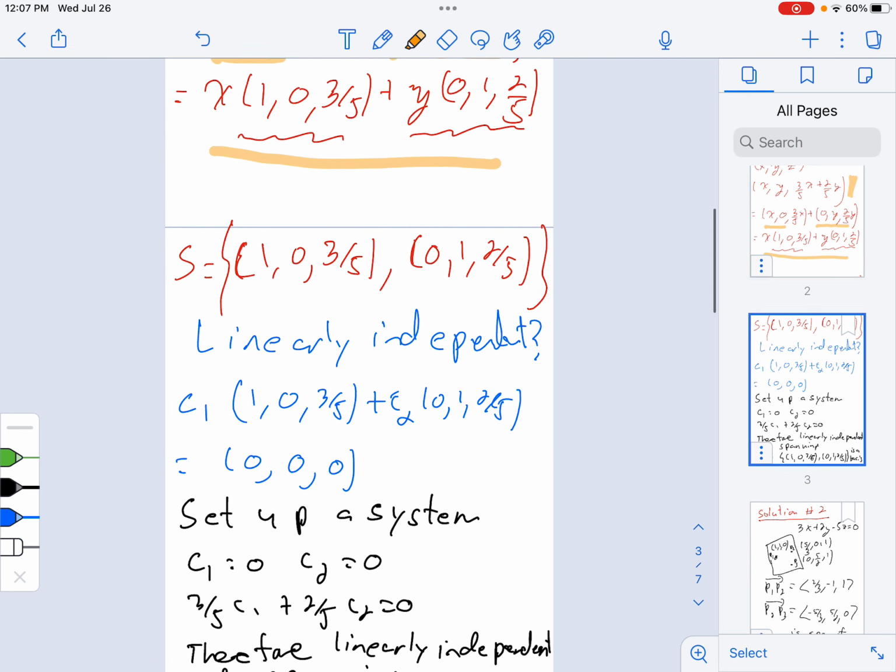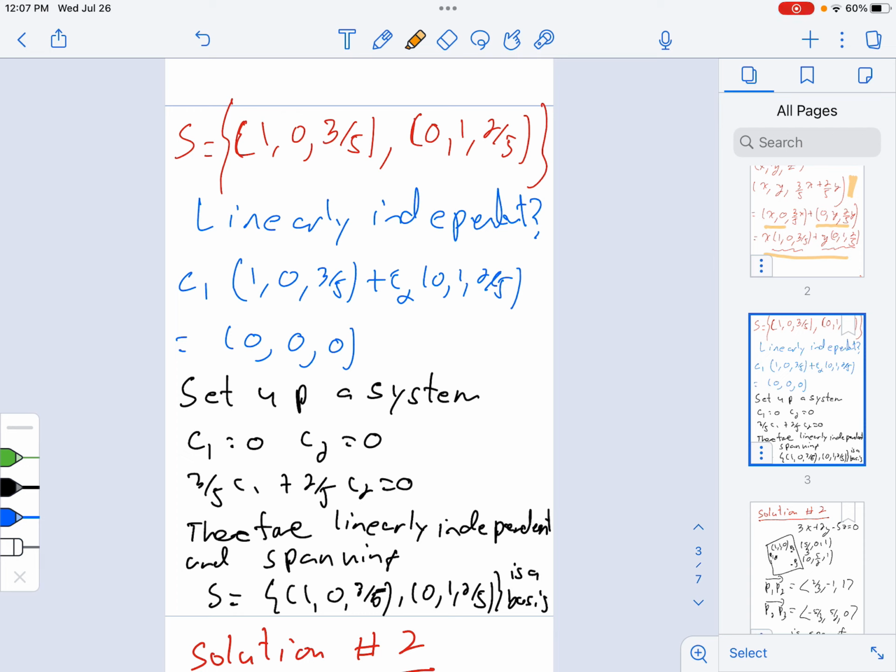However, you have to show also that the set is linearly independent. And how do I do that? Well, one way is to form a linear combination of those two vectors and set it equal to the 0 vector in R3. So c1, some constant, times (1, 0, 3/5), plus c2, some other constant, times (0, 1, 2/5), equals (0, 0, 0). And your job here is to show that the only choices for c1 and c2 are 0.